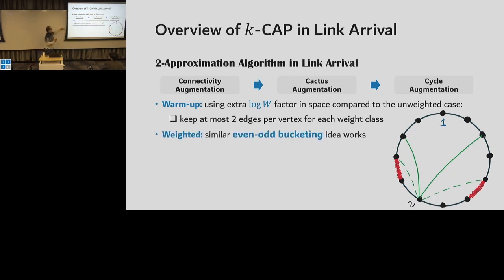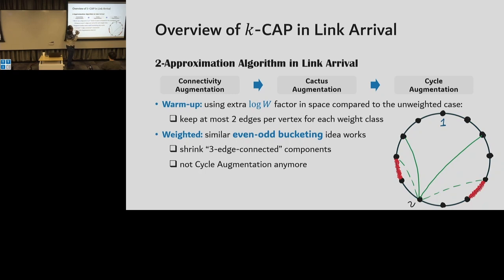So this is what I mentioned for the simple adjustment using log W for the weighted case. But if you want to be more careful, we can also do even-odd bucketing and get rid of the log W. There are some challenges because now the components that we want to work with are not connected components anymore. We have to work with 3-edge connected components, so it's a bit more messy. Once we shrink the components, the problem is no longer cycle augmentation, but it still has some nice structure that we can exploit. I don't want to go through them.